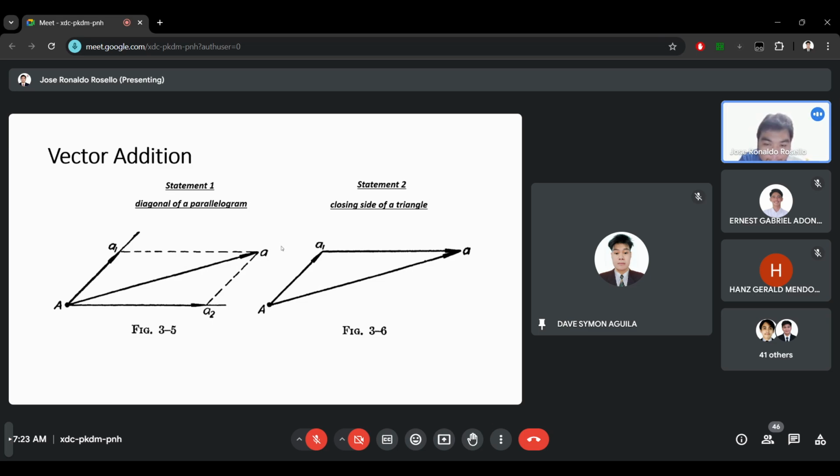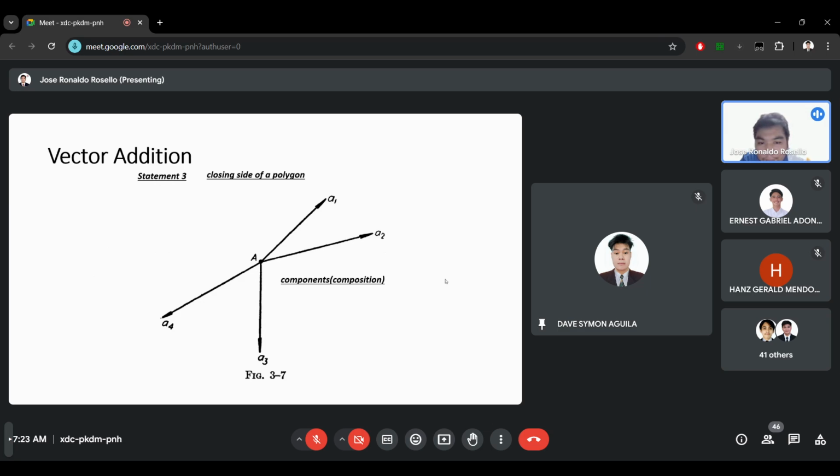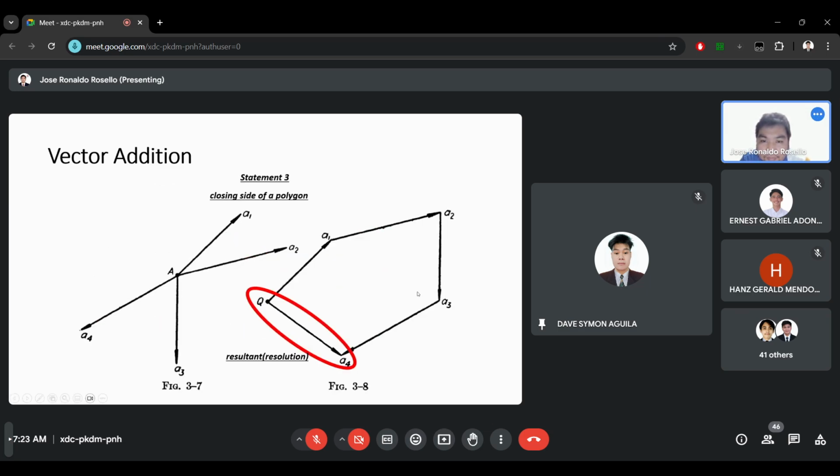For closing a triangle, we will make a triangle using the two vectors where the second vector is connected at the arrowhead of the first vector. And once we have connected these two vectors, we will close it out with a diagonal, which looks like a triangle. Then if we have more than two vectors, we can add them by connecting the vectors at the arrowheads of the succeeding or the previous vector and close out the polygon, which starts with the original origin.